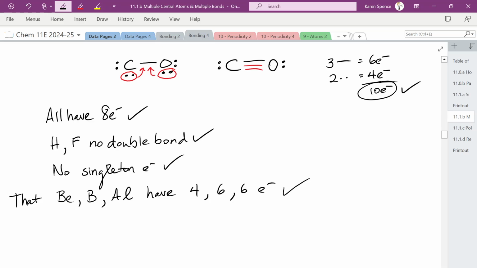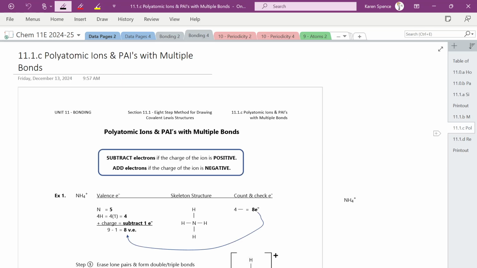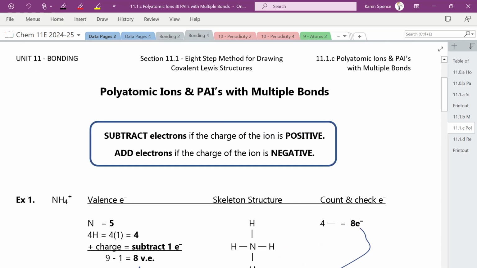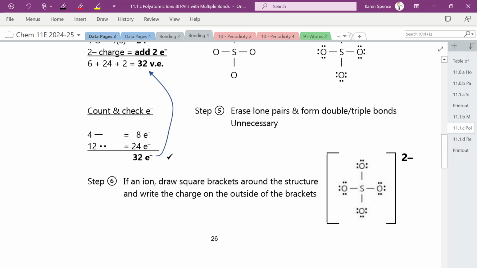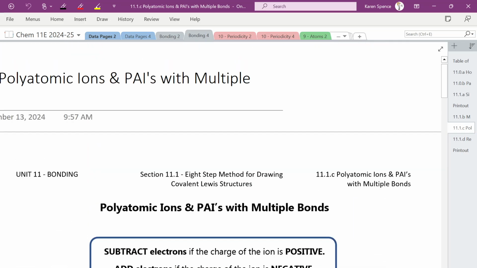And now we're going to go on to polyatomic ions, and they also have some multiple bonds. Really, there's only 2 things that are different. Number 1 is we have to do something fancy when we're counting the valence electrons, because the charge changes the number of valence electrons. So this is on page 26.